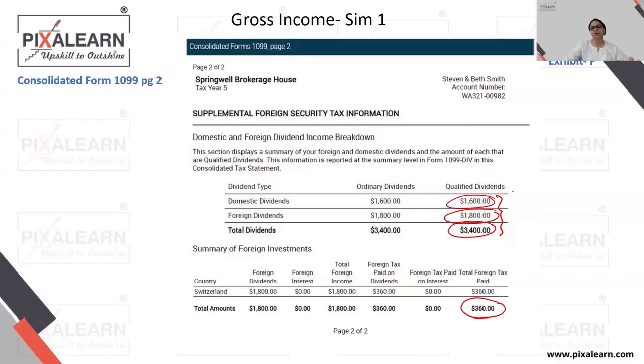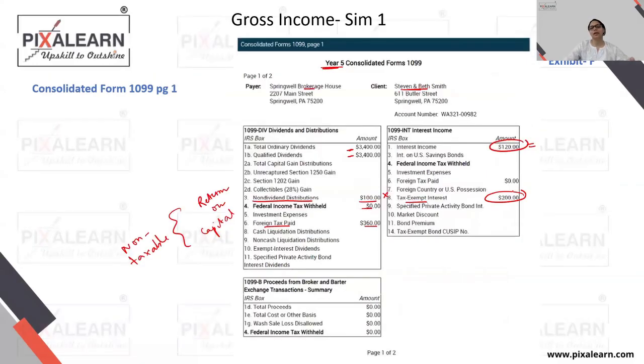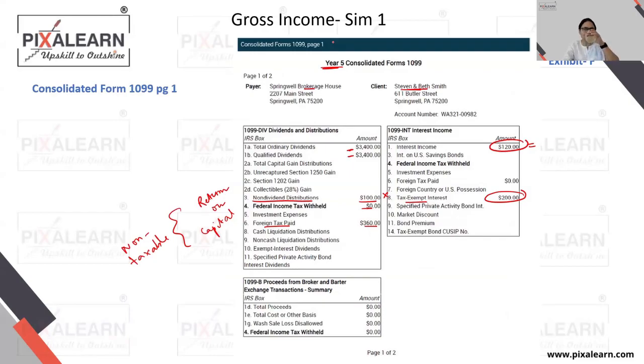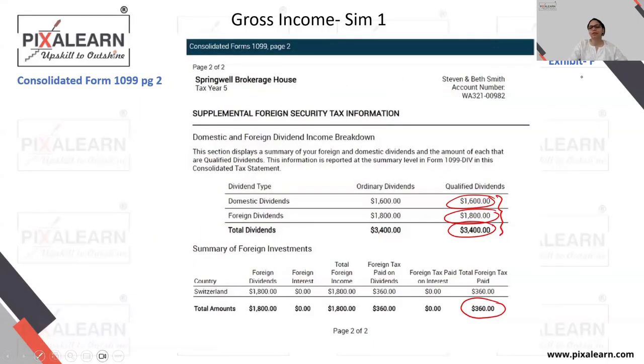Tell me how much of this dividend is going to be taxable in my hand. 3400 or 1600? There are only two options. How much? Where did you get 43? Okay, 34. Anybody with 1600 as an answer?